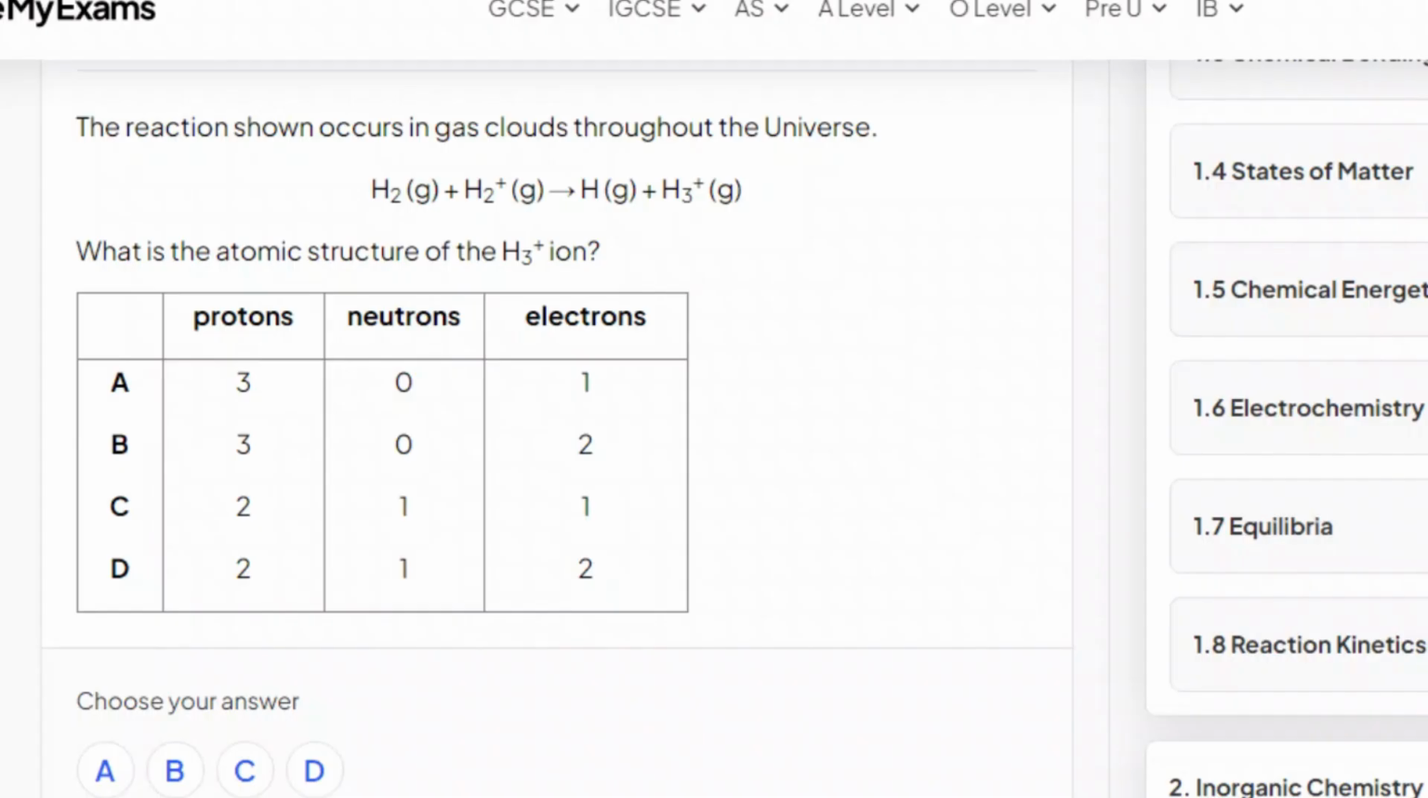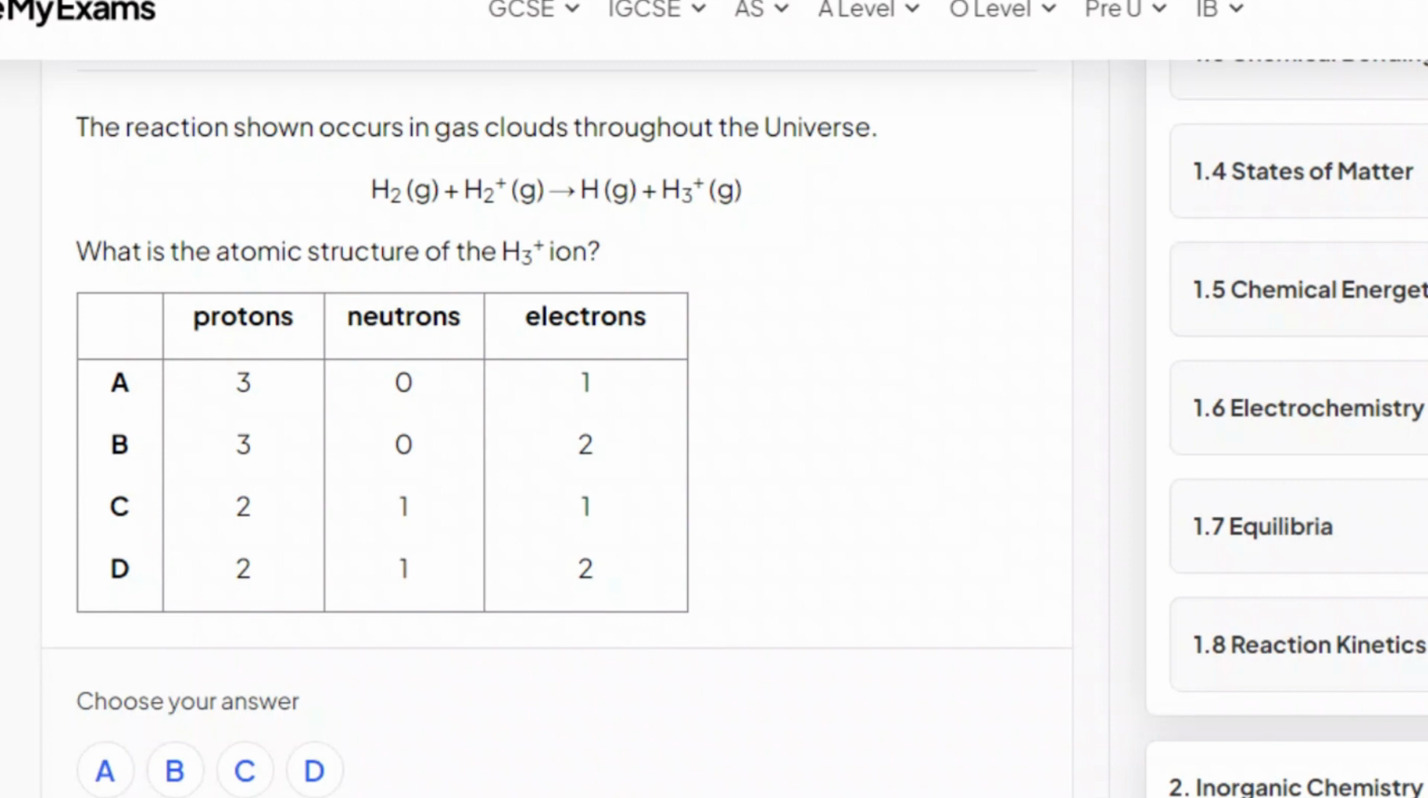So the reaction shown occurs in gas clouds throughout the universe. H2, that's hydrogen gas, plus H2 gas forms H gas plus H3+ gas. That's the hydroxonium ion right there. Now what would be the atomic structure, so the number of protons, neutrons and electrons, for the hydroxonium ion?